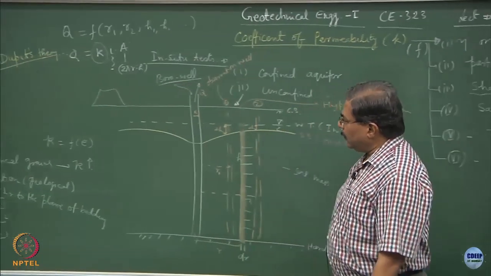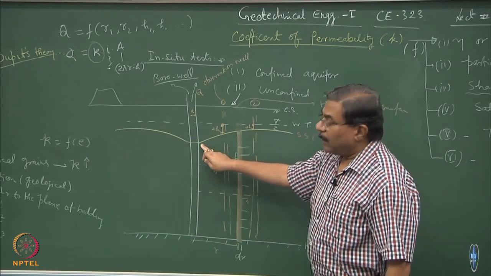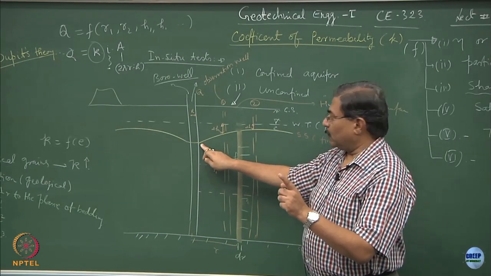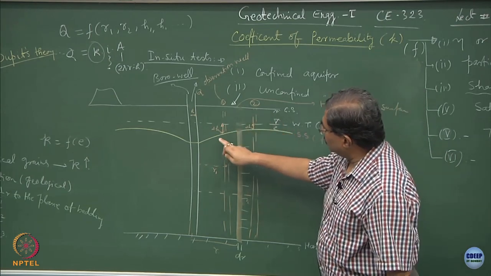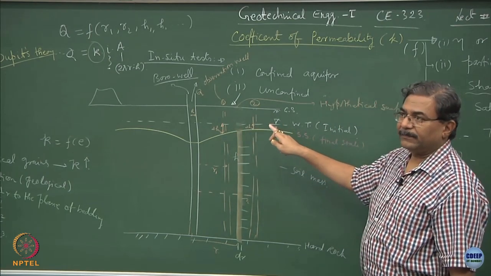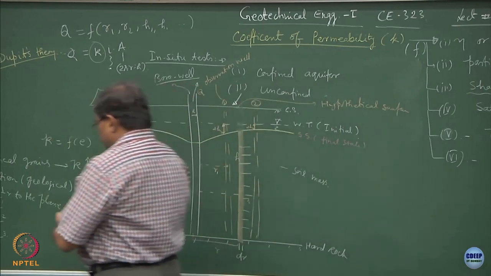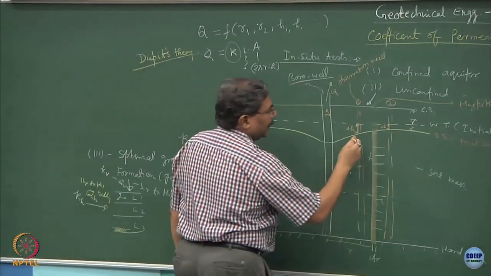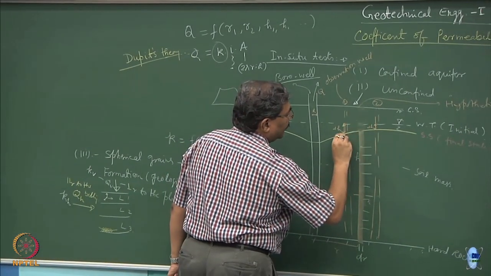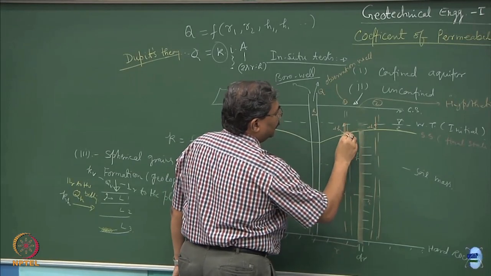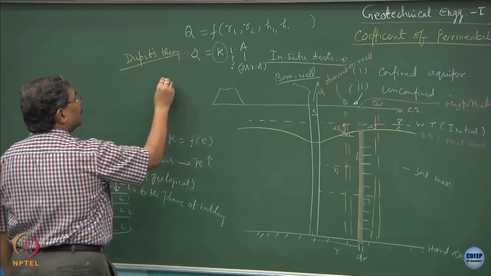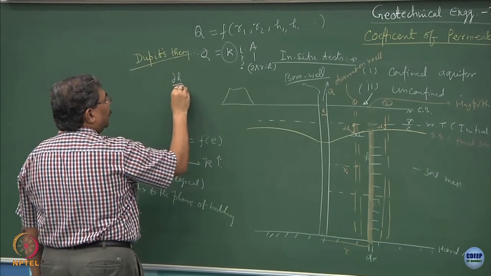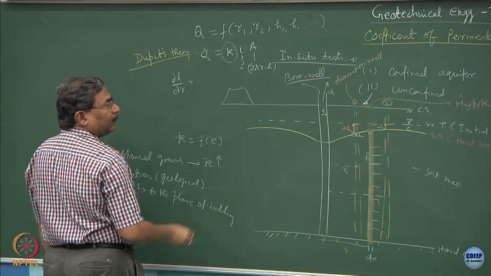This is valid only very close to the wells. As you go away from the well, what you will observe is that Dupuit's theory is not valid because this curve flattens. Now, as per Dupuit's theory, the slope of this line corresponds to the i value. That means del H upon del R would be equal to i.